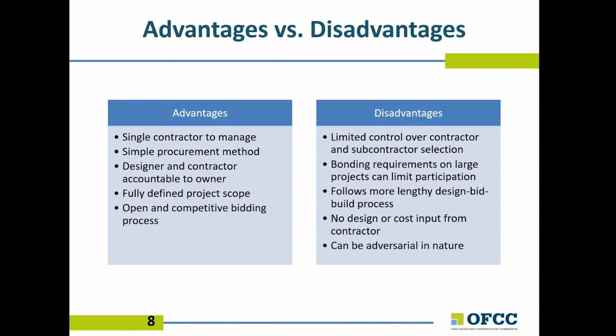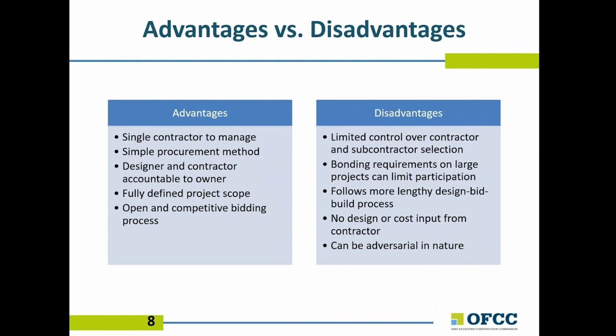Another advantage is that both the architect and engineer and the general contractor are directly accountable to the owner. Because the design documents have to be fully developed prior to bidding, this adds clarity for all parties. A disadvantage of general contracting is that the owners have little flexibility in choosing both the general contractor and its subcontractors in comparison to other delivery methods.